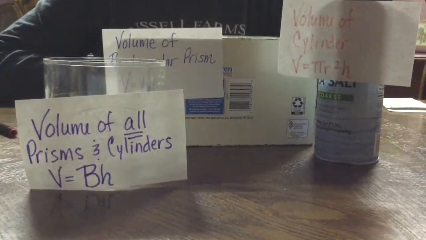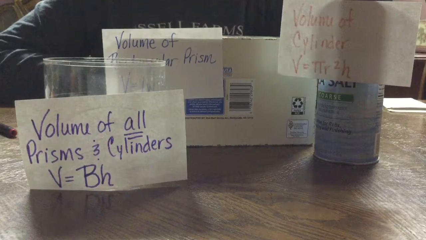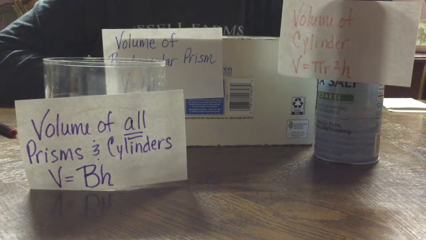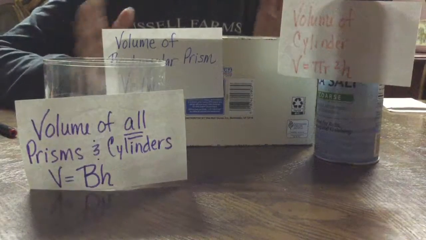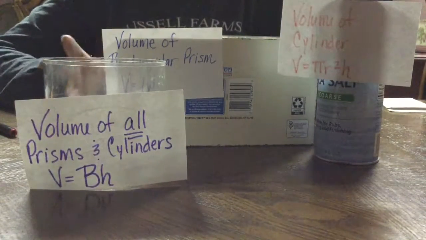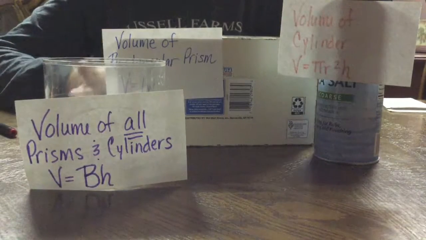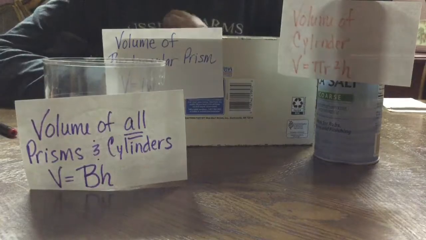Now suppose I told you that there's actually one formula that you can use for all prisms, and it's this right here. The volume of any prism equals capital B, which stands for the area of the base, multiplied by the height. So the capital B stands for the area of the base.